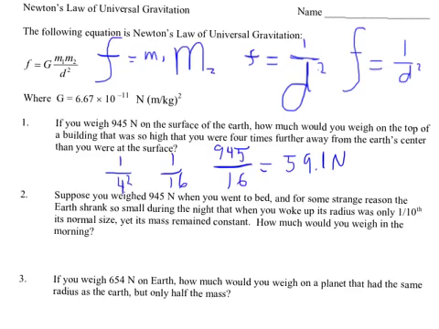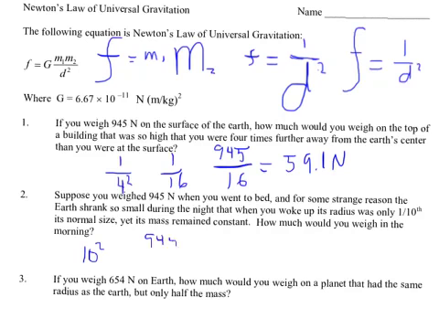Suppose I weigh the same amount when I went to bed, but for some strange reason the Earth shrank so small during the night it was only 1/10 its radius. Now that means I am 10 times closer. My center of mass is 10 times closer to its mass. So therefore the force of gravity is going to get stronger. But it's an inverse relationship. So if I get closer, it gets stronger, but it's an inverse squared relationship. So I will not be 10 times stronger. The force of gravity will be 10 squared times stronger, or 100 times stronger.